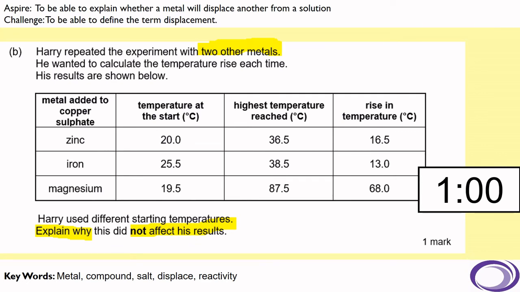Harry repeated the experiment with two other metals. He wanted to calculate the temperature rise each time. His results are shown below. Harry used different starting temperatures. Explain why this did not affect his results.